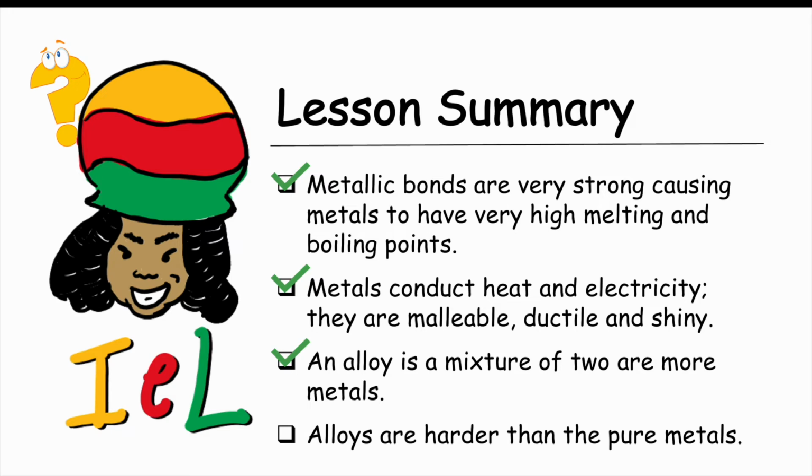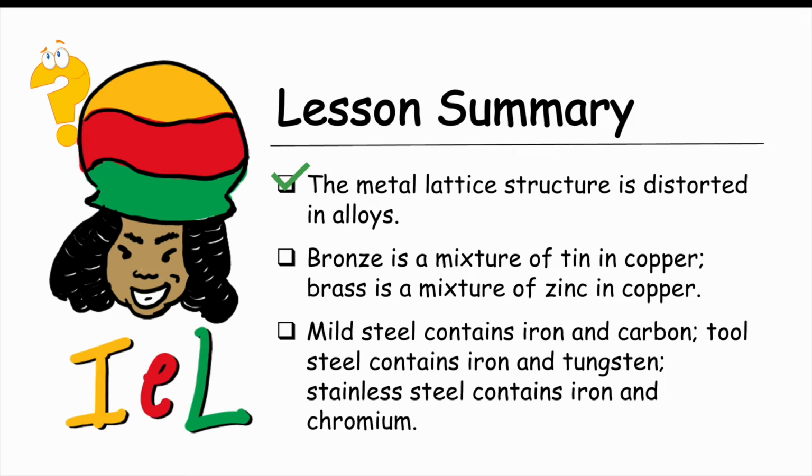An alloy is a mixture of two or more metals. Alloys are harder than the pure metals. The metal lattice structure is distorted in alloys. Bronze is a mixture of tin in copper. Brass is a mixture of zinc in copper. Mild steel contains iron and carbon. Tool steel contains iron and tungsten. Stainless steel contains iron and chromium, and sometimes nickel.